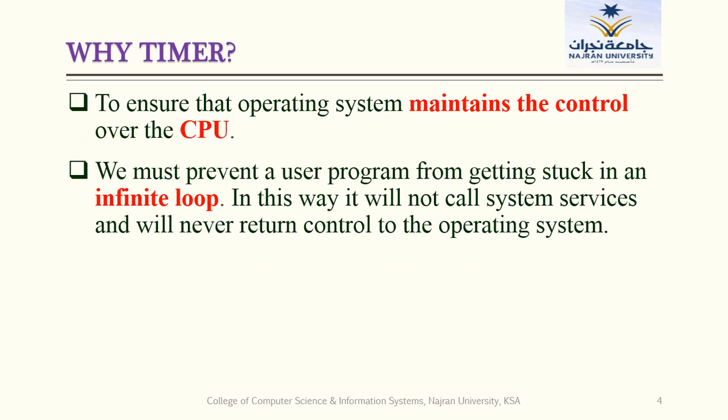And next we have seen why we need a timer. Because we want to ensure that the operating system maintains control of our CPU. To control our CPU is very important, because in the last lecture, number 2, we have seen we have two types of modes, user mode and kernel mode. And if control is not going back to the operating system, then it will be a problem.